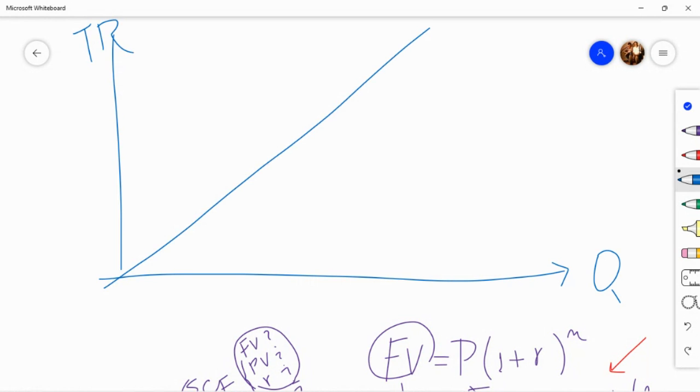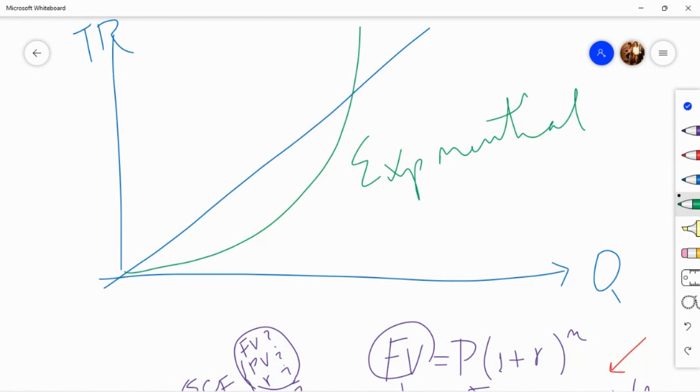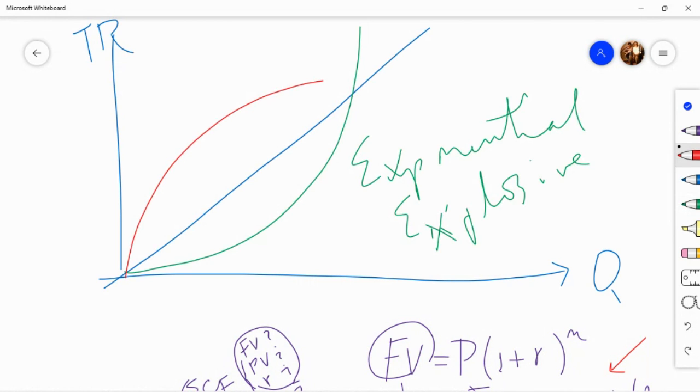This type of growth is constant, I told you. And then this type of growth is exponential or explosive growth. And then this kind of growth is decay, showing a decaying pattern. Why is the green one called exponential?